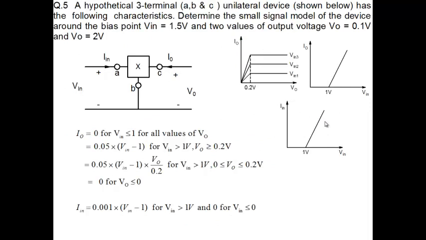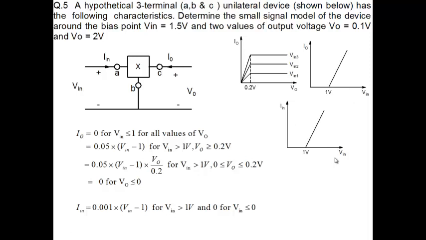The last problem is a three-terminal device, whose characteristics are given here. From I0 to V0 here, that's the output characteristics. I0 versus Vin is given here, and In versus Vin is given.